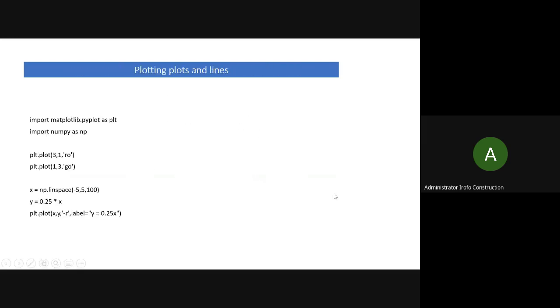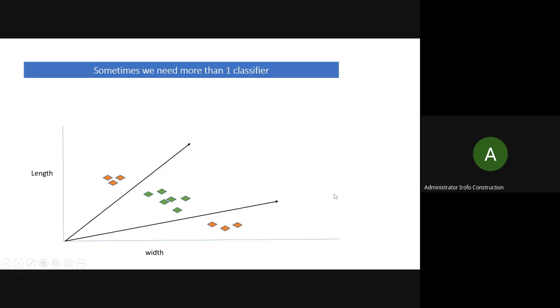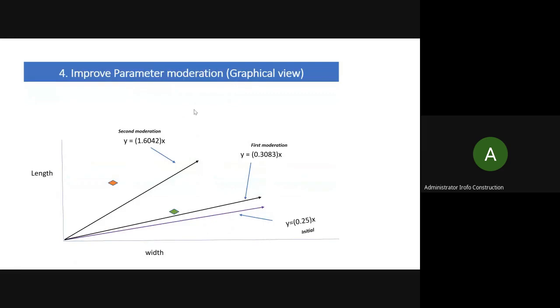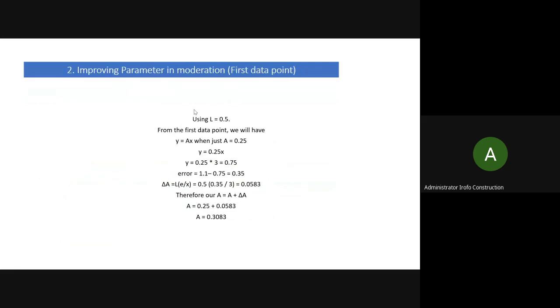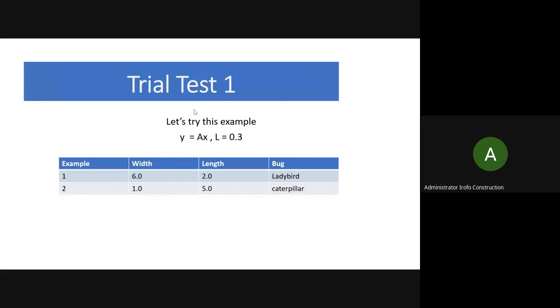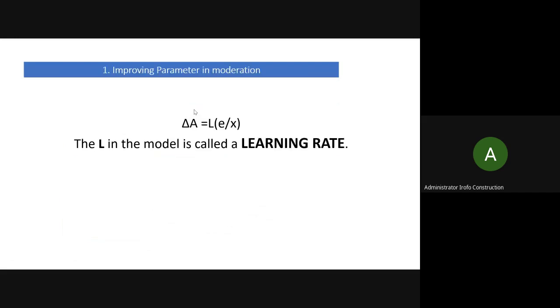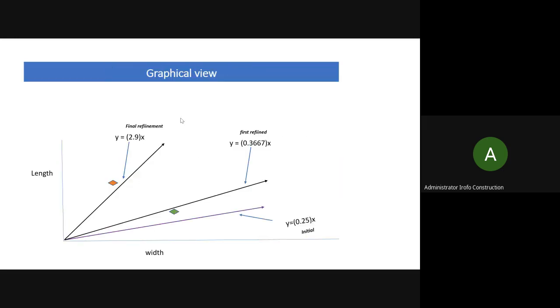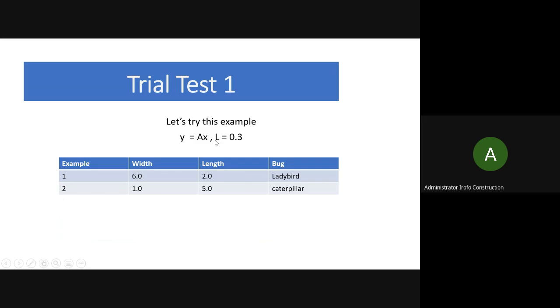And with this, you can see our learning rate here. This is our learning rate, L. For us to get our learning rate, we use something like a learning rate of 0.3. The learning rate is just going to help us moderate how we improve our error.